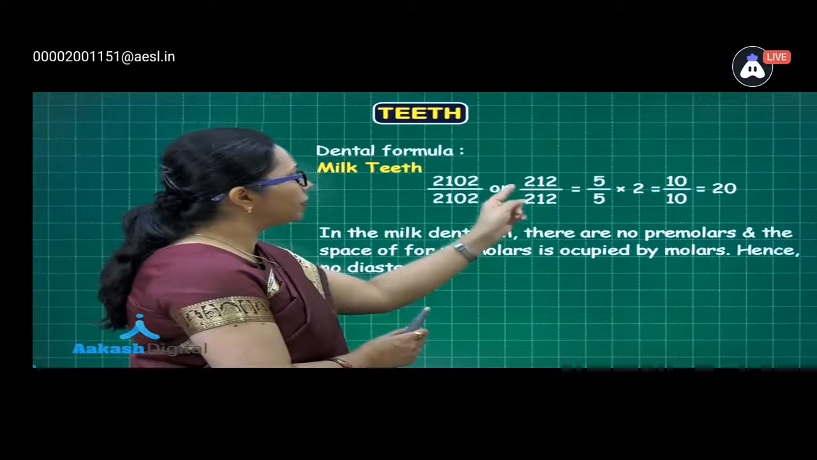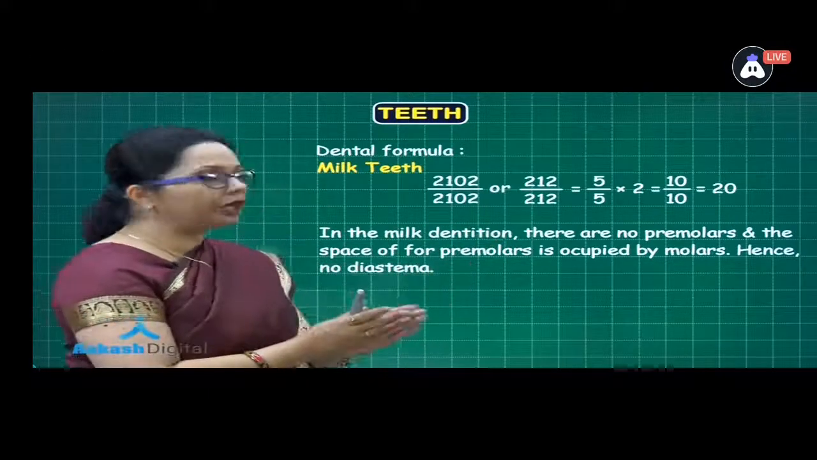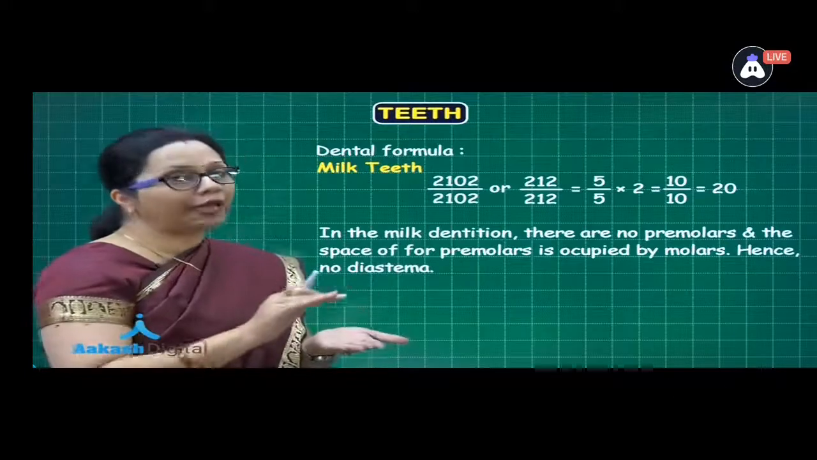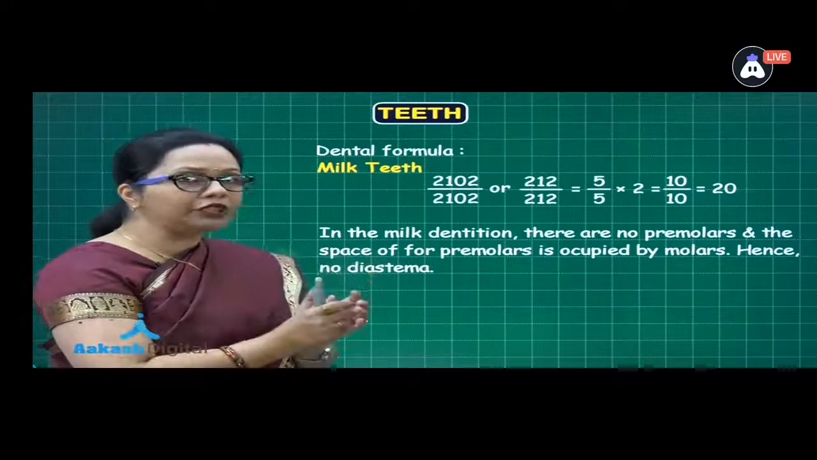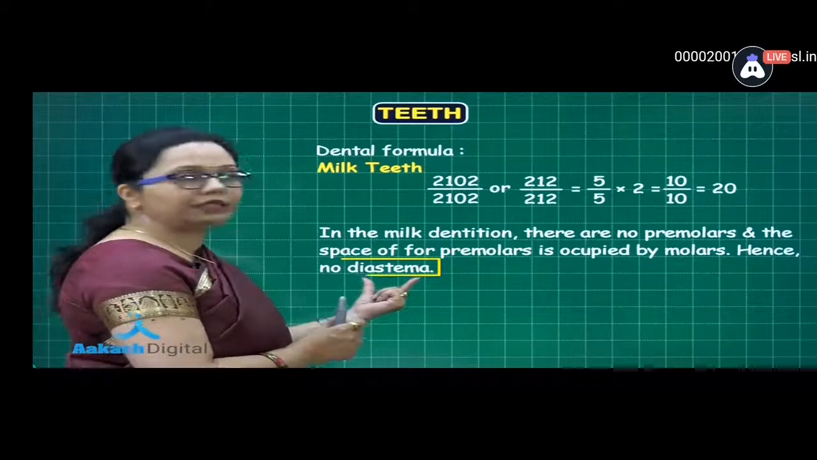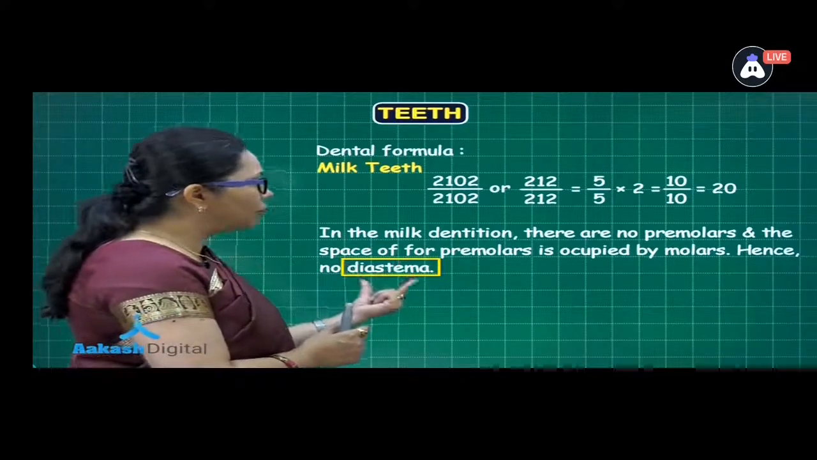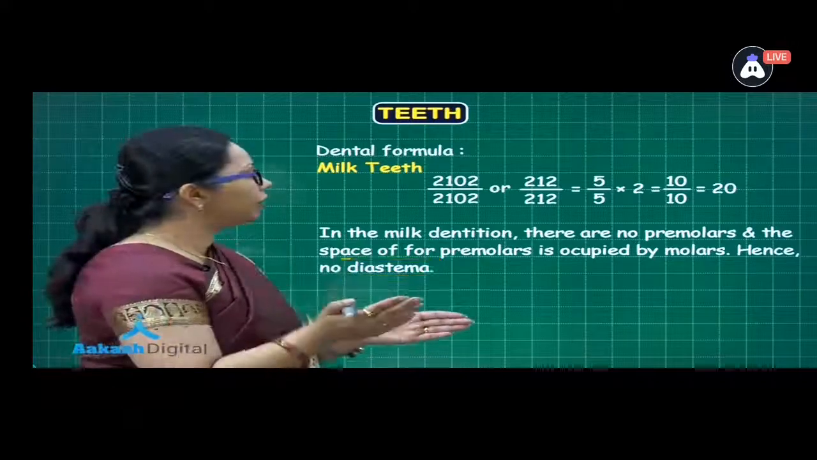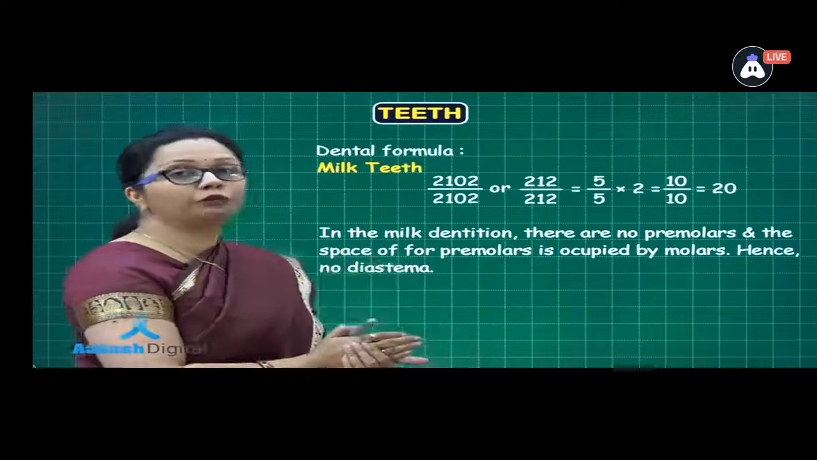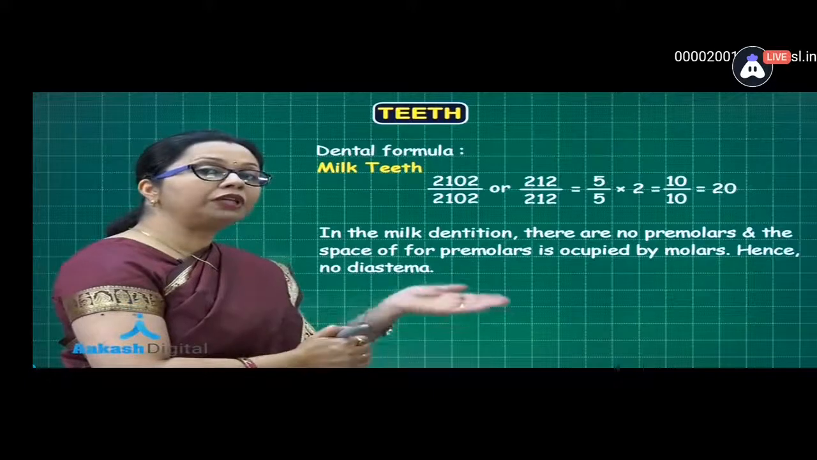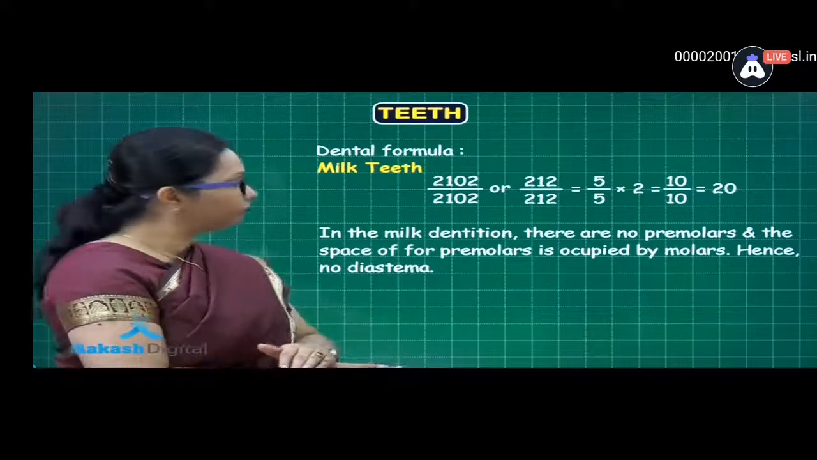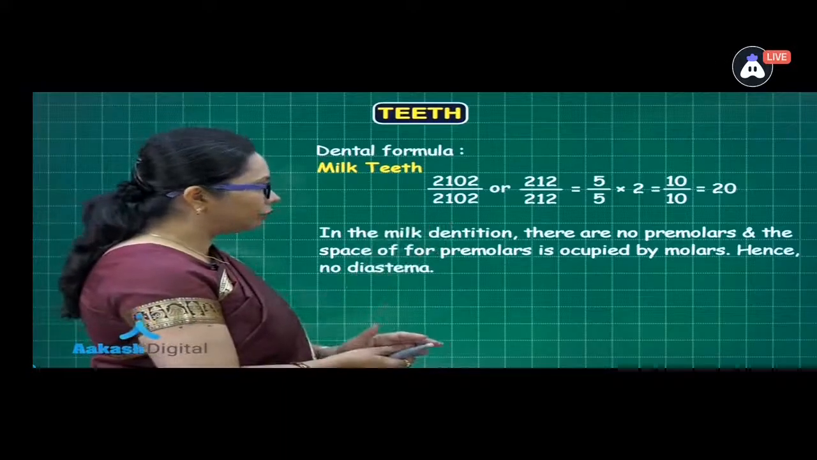This can also be written as 212, reason being that where the premolars should have been present there is no gap, and the gap between the teeth is called diastema. So there is no diastema, rather molars are immediately taking up the place where the premolars should have been present. So that means the canines are followed by molars directly. So there is no space left in between.